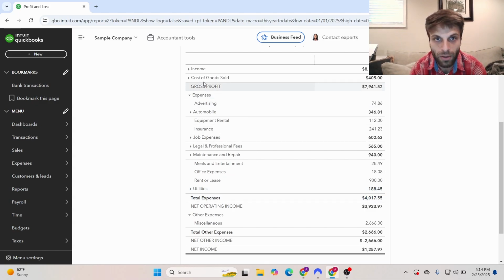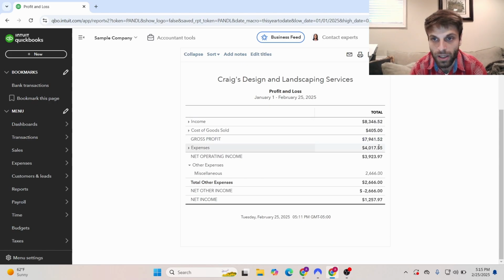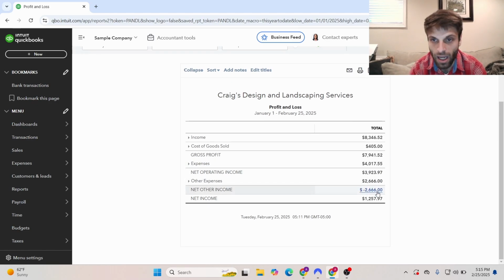And then our total expenses, if we minimize that, come out to be $40,1755. And when we do our gross profit, $79.41 minus our net operating income, that will give us 79. Our gross profit minus our expenses will give us our net operating income. And then we also have other expenses, miscellaneous, right? And we have net other income. Let's check this out and see what this is.